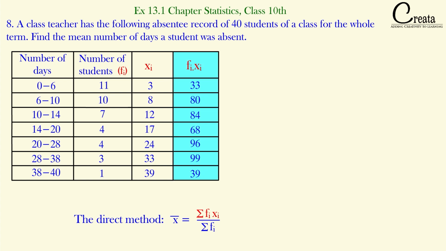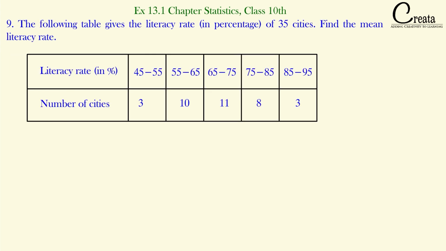Let's add all the values of fi into xi. We got sigma fi xi as 499. Also, let's add all the values of fi, which is 40. The 40 is the number of students, the data already given in the question. So let's apply the formula of the direct method. Let's put in the values and solve it. We got the mean as 12.48. That is the answer. The mean number of days a student was absent is 12.48 days. So we are done with this question. Let's move to the next question.